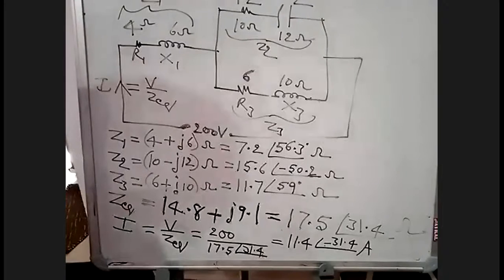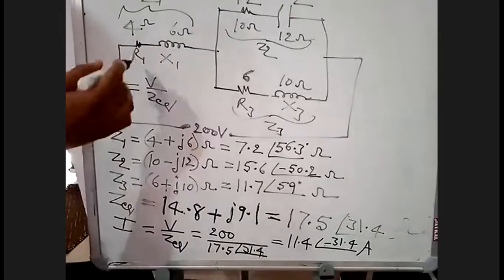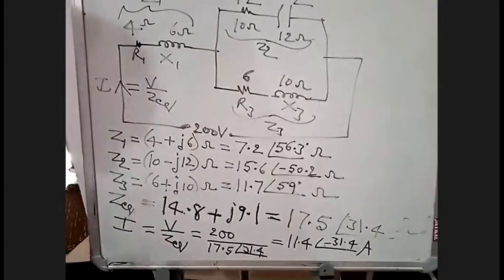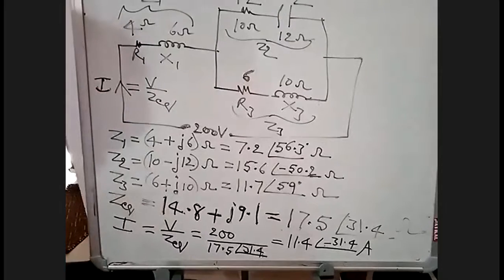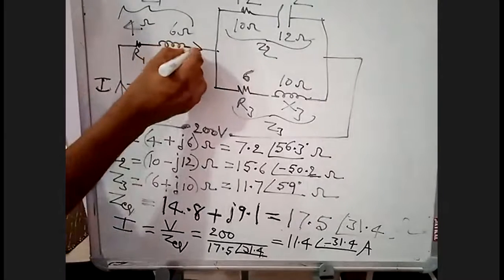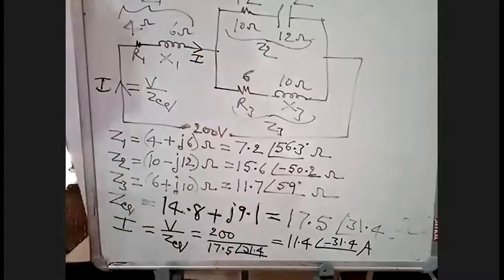Now tell me, what is the phasor diagram drawn for? Voltages and currents. Now what is the current flowing in Z1? I. I is the current flowing in Z1.